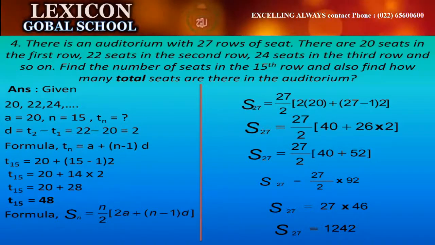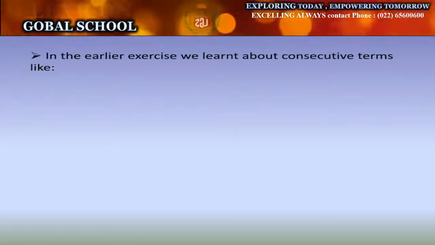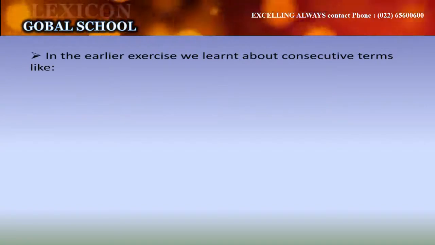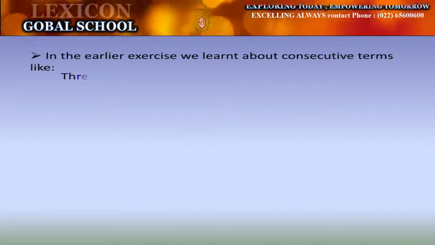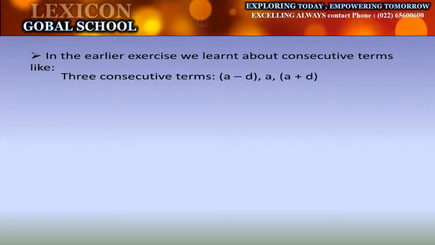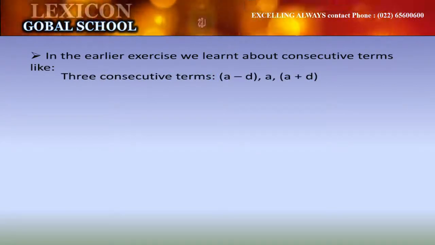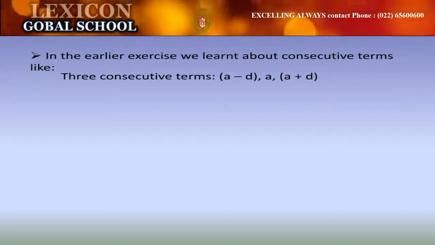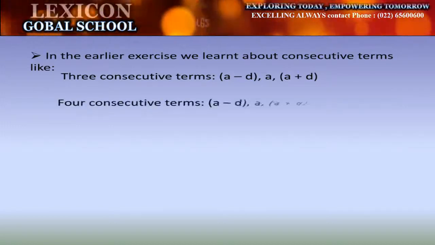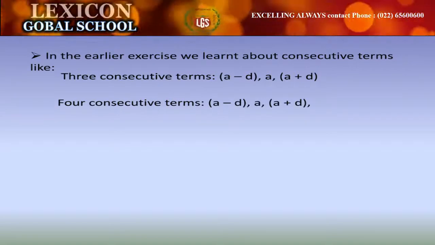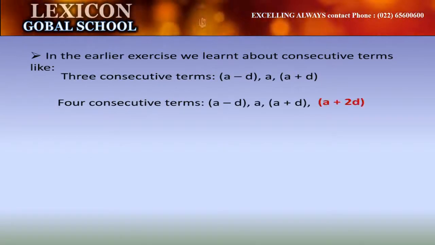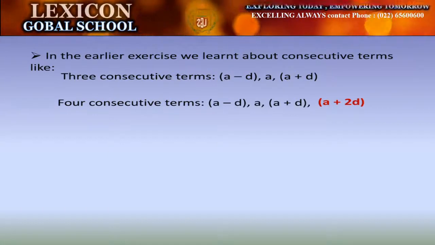Before we start with the fifth sum class, let us first revise what we had done in our exercise 3.3. In the earlier exercise, we learned about consecutive terms. We solved few examples, like 3 consecutive terms were given to you as a minus d, a and a plus d. When you saw 4 consecutive terms, they were given as a minus d, a plus d, and one more term was added after a plus d, that was a plus 2d.